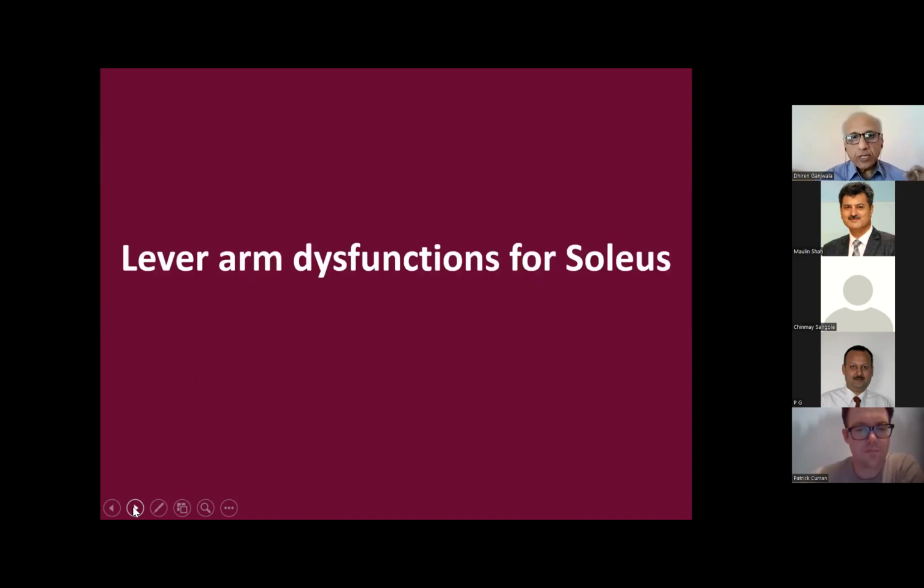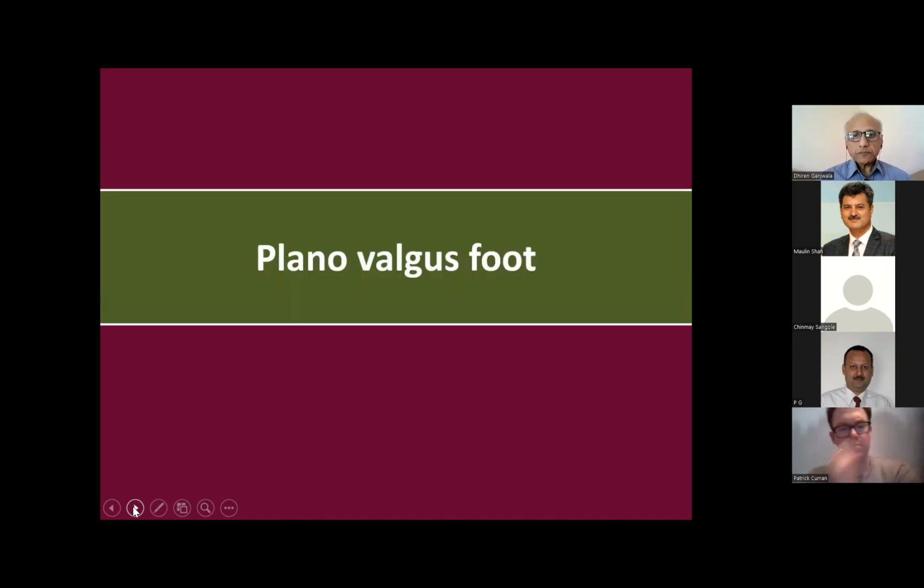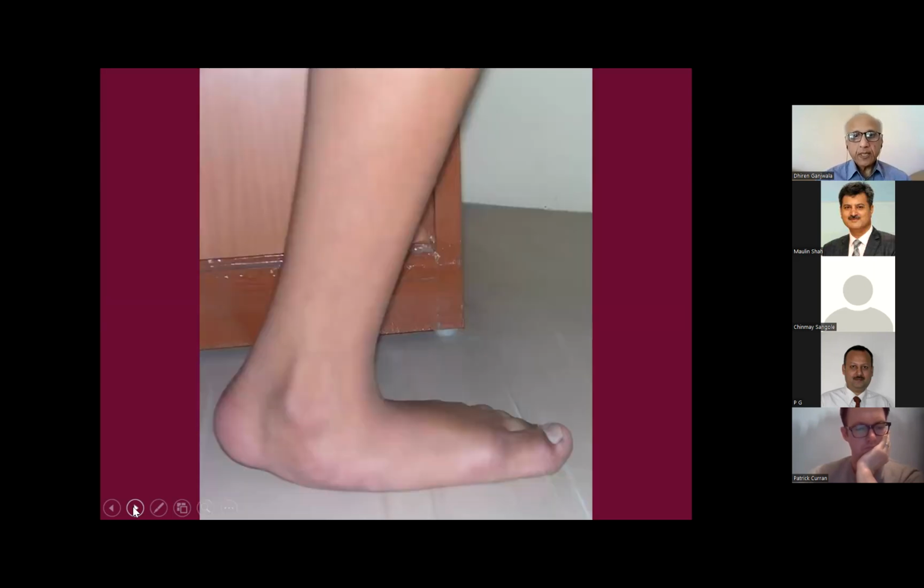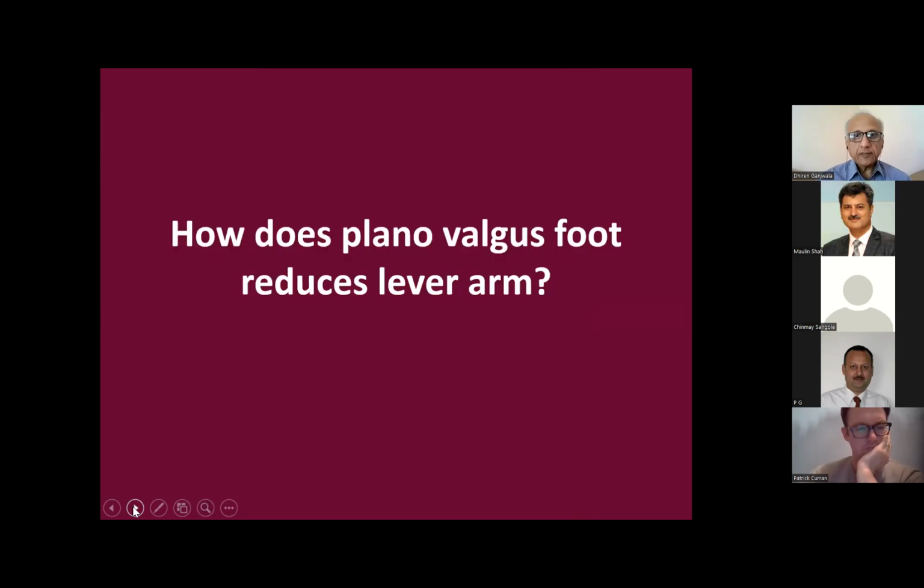Now we are coming to the lever arm dysfunction for the soleus. There are a few problems which we see in cerebral palsy children which lead to a lever arm problem. So let's take a planovalgus foot. This is a very common problem which we see in diplegic cerebral palsy children. Now the question we want to understand is, how does planovalgus foot reduce the lever arm?